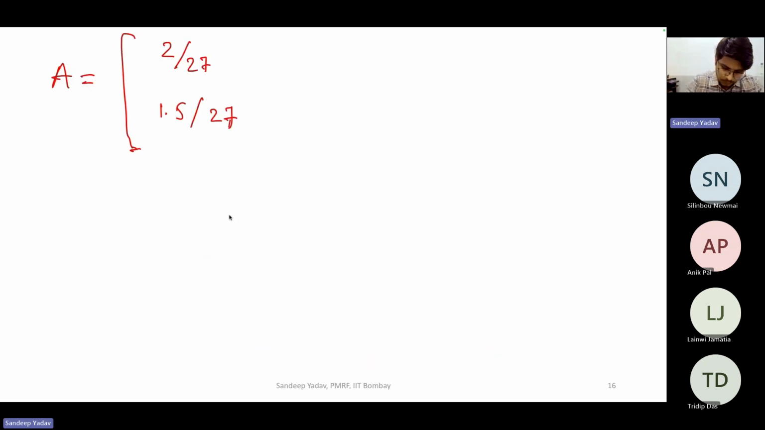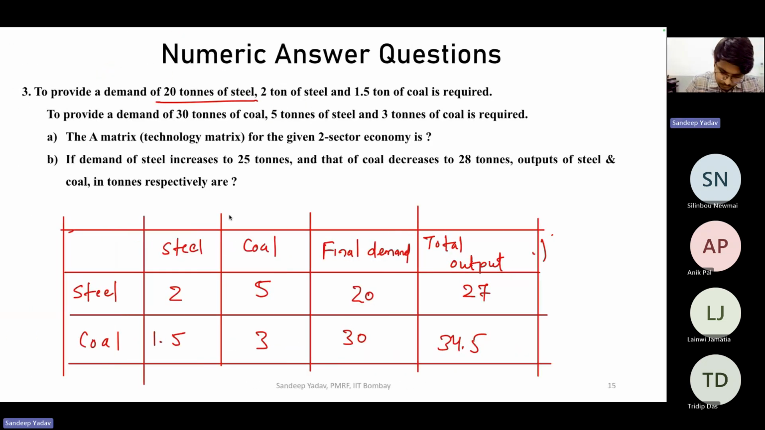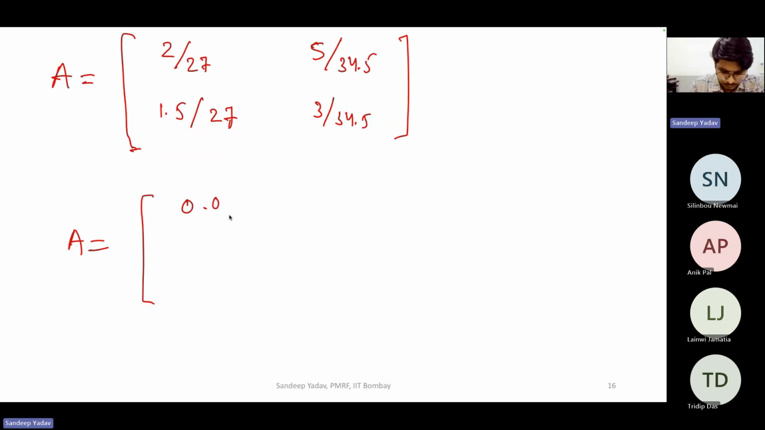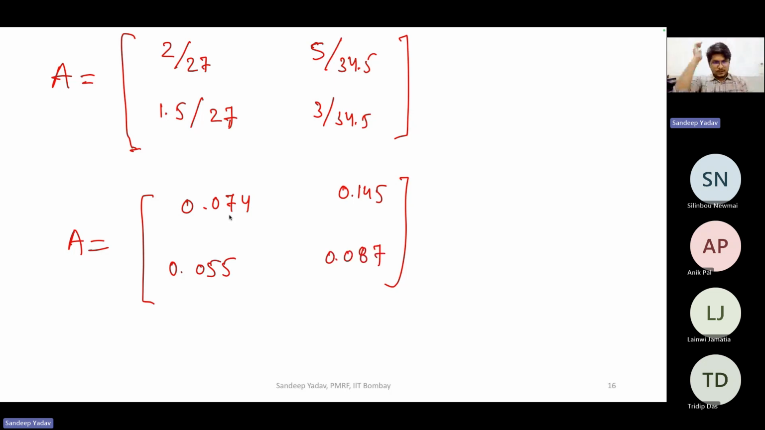So in this way, we can take 2 by 27, 5 by 27, 5 by 34.5, and here 3 by 34.5. In that way, the A matrix would come out to be, you can just quickly solve this: 0.074, 0.145, 0.055, and 0.087. So this type of question you can expect in your final exams also.